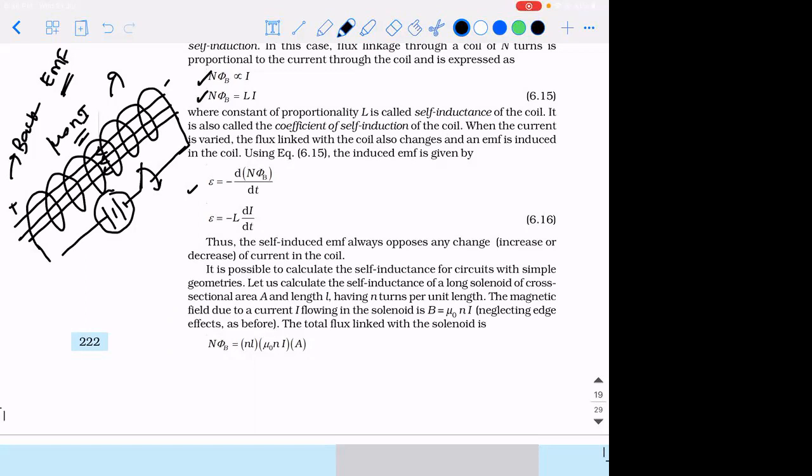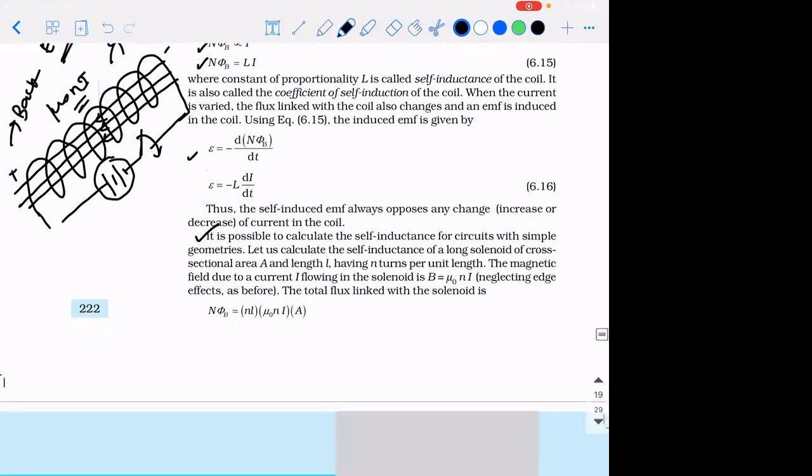So write it down. It is possible to calculate the self-inductance for circuits with simple geometries. Let us calculate the self-inductance of a long solenoid of cross-sectional area A and length L, having the number of turns per unit length as small n.